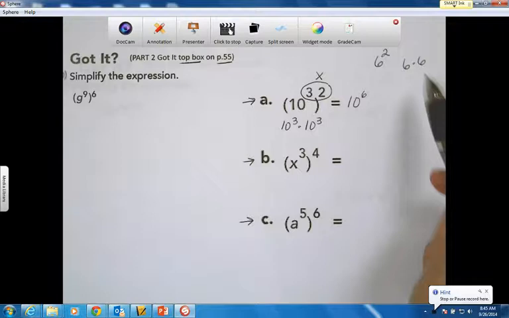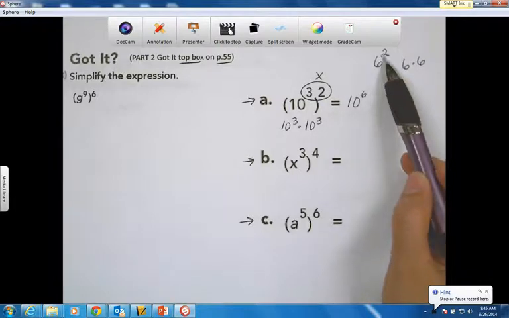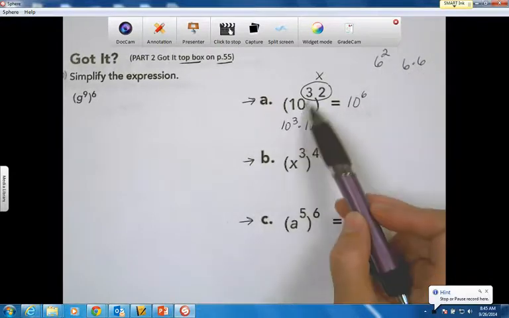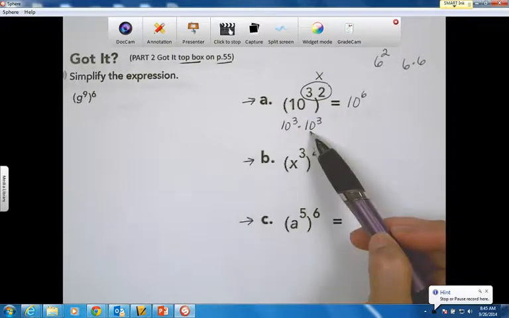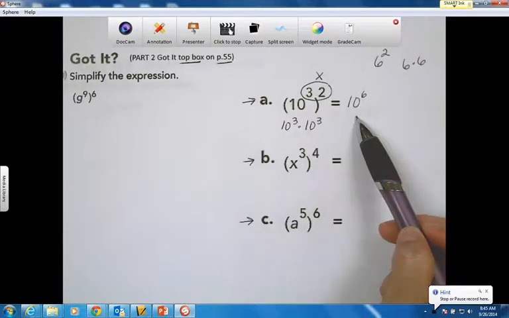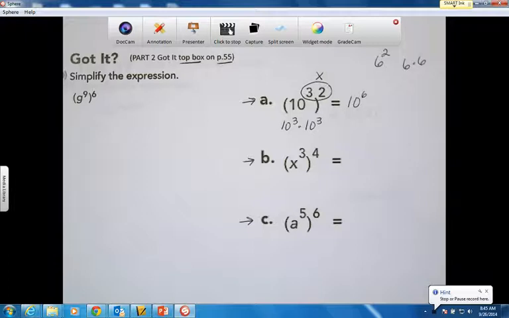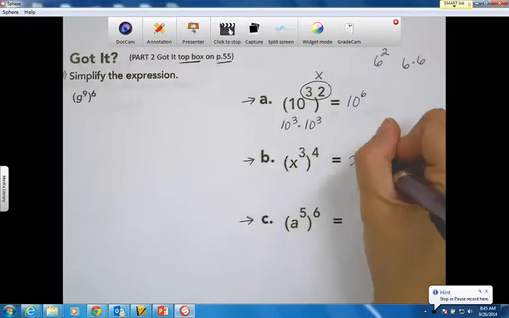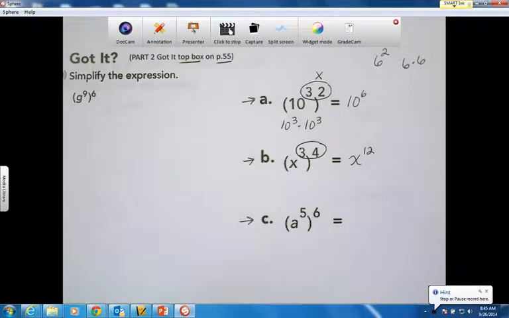All right, anybody think they know what b should be? Myron? X to the 6th? Yeah. You sure? X to the 12th. X to the 12th. Very good. Because all I have to do is multiply when it's a power to a power, I just have to multiply. All right, and then letter C. Caleb? A to the 30th. All right, go ahead and try your got it over here.